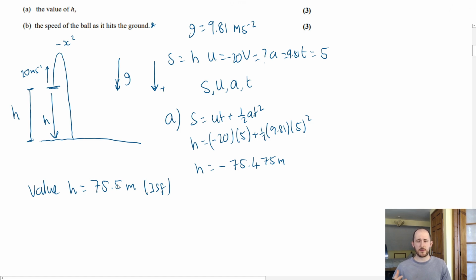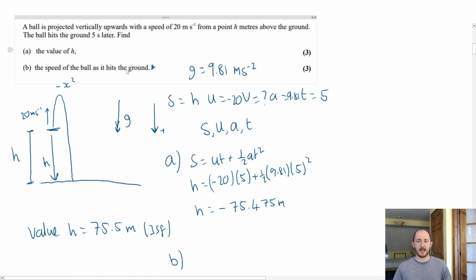I'm assuming some of you out there, again with A levels, it's all about understanding the maths. So if I said, oh, it's negative 75 meters high, I guarantee you some of you are going to be like, well, that doesn't make any sense. And you'd be right. That's why I've rewritten it as this. This here is my displacement. This is actually how high up the ball was. Then for part B, if you notice, it says, find the speed of the ball as it hits the ground.